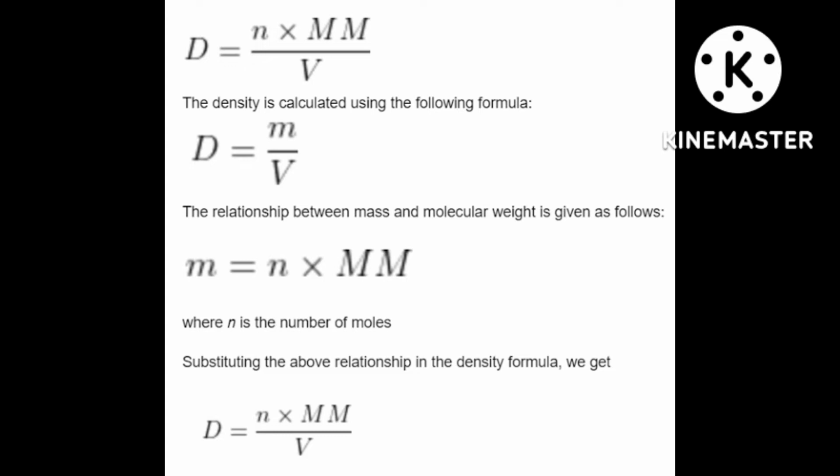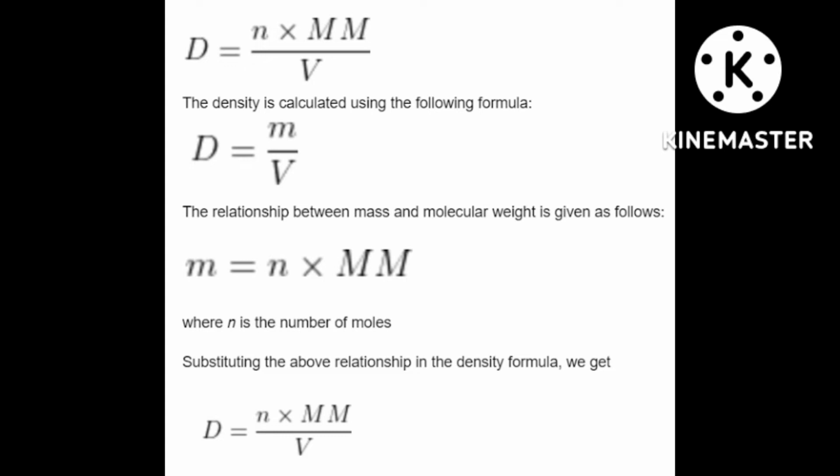This m upon V is equal to d, density. d is equal to m upon V. Then for m by V you can write d, then d upon M is equal to P upon RT. See how you got the relation between density and molecular mass. Then d upon M is equal to P upon RT, where d is the density. Now you will rearrange this.